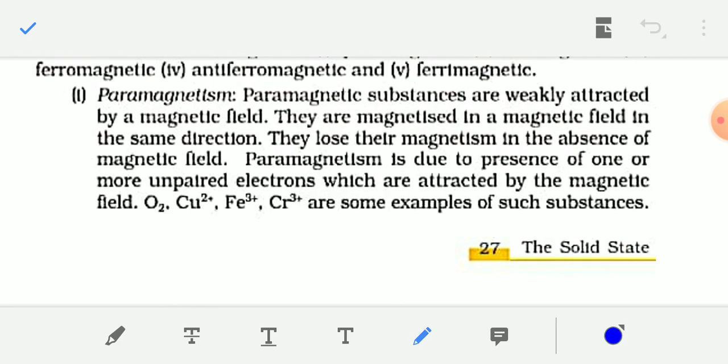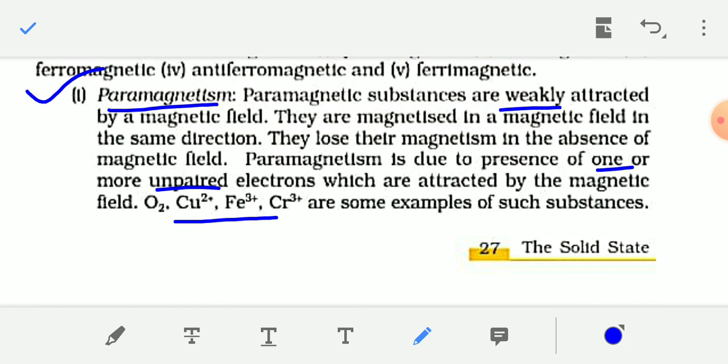First, paramagnetic substances. Paramagnetic substances are weakly attracted by a magnetic field, and they are magnetized in a magnetic field in the same direction, and they lose their magnetism in the absence of a magnetic field. Paramagnetism is due to the presence of one or more unpaired electrons, which are attracted by the magnetic field. Examples of paramagnetic substances: Cu2+, Fe3+, Cr3+.